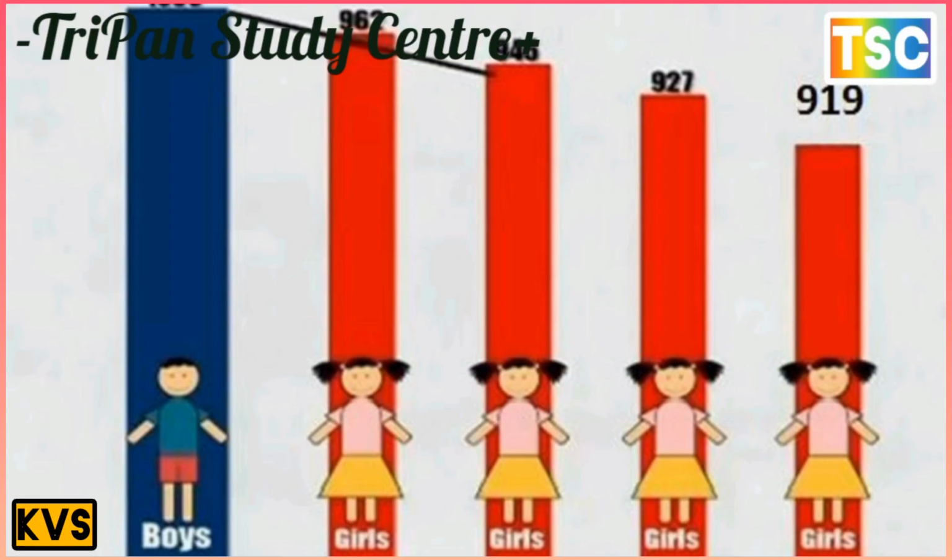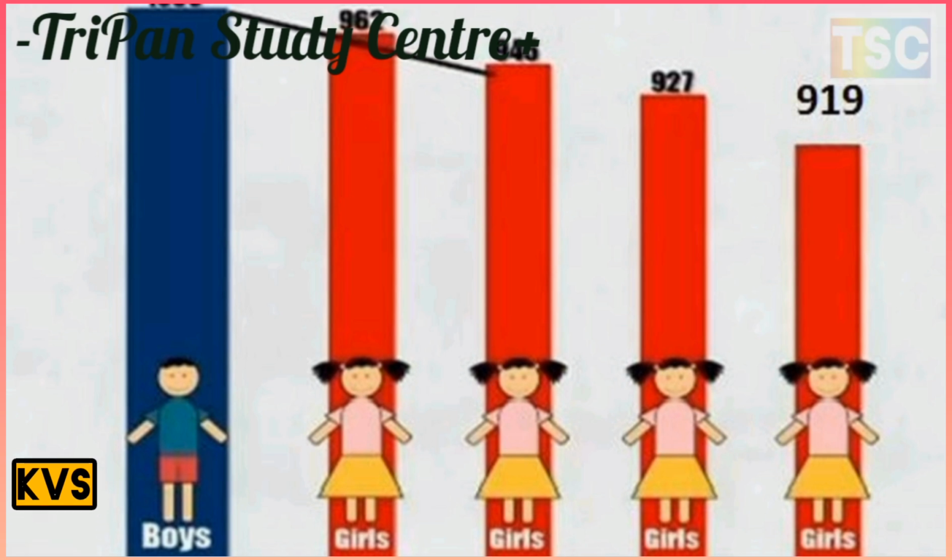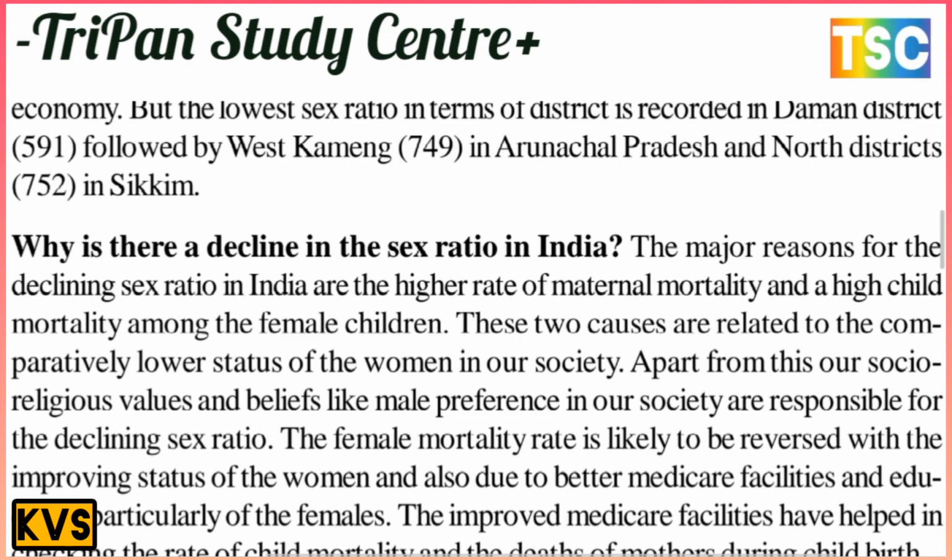Why is there a decline in the sex ratio in India? This is the most important question here. The major reasons for the decline of the sex ratio in India are a higher rate of maternal mortality and high child mortality among female children. These two cases are related to the comparatively low status of women in our society.